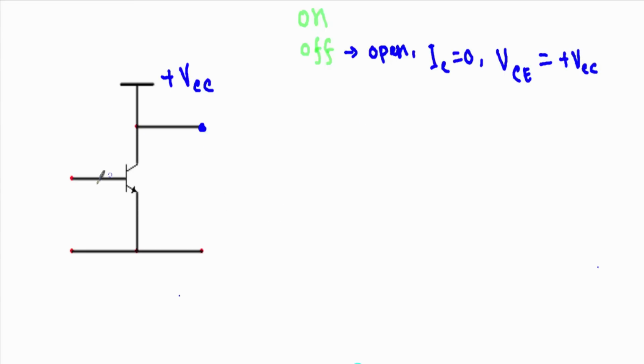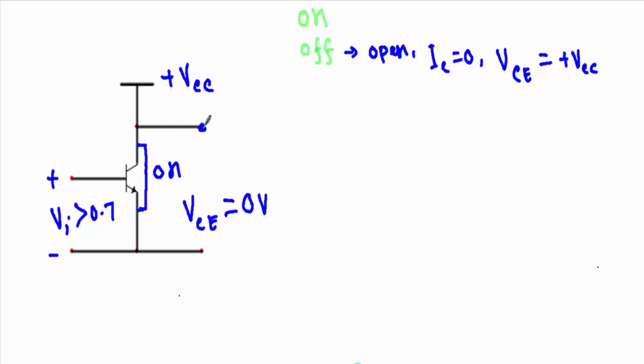Now if I apply an input voltage, base to emitter voltage Vi, greater than 0.7 volt, our transistor will be in on state or in saturation mode. When the transistor is in on state, the collector and emitter terminal will get shorted. As the collector and emitter terminal gets shorted, the voltage between the collector and emitter terminal will be equal to 0 volt, because we are taking this VCE across a short circuit, and the current that is flowing through the collector terminal will be IC saturation current.